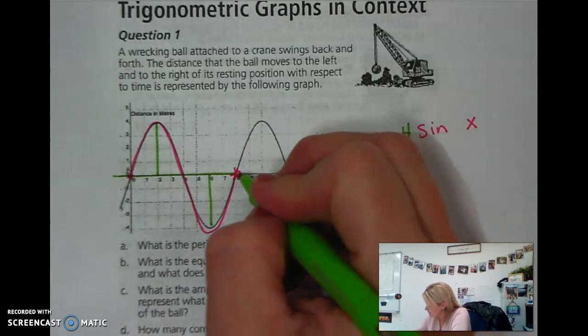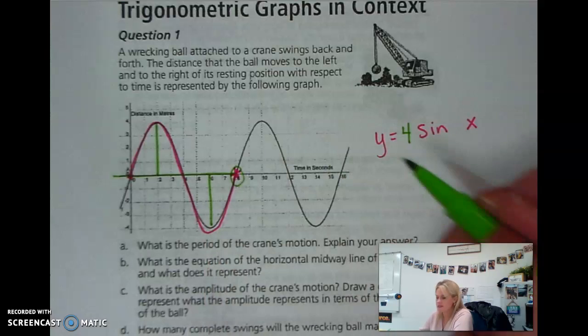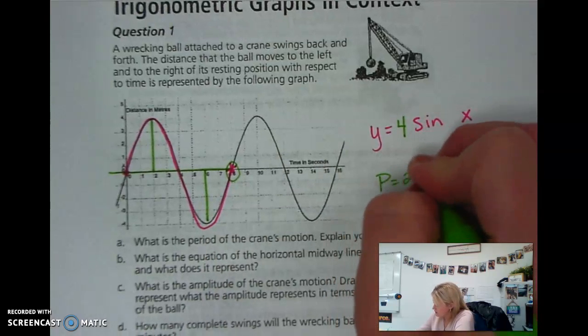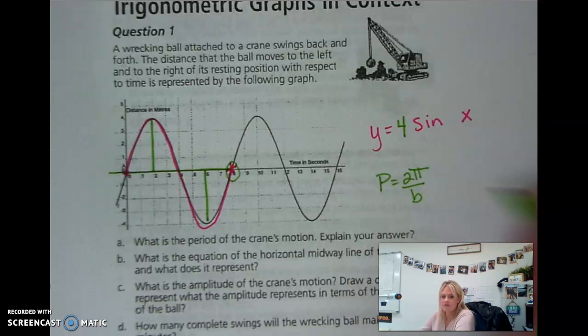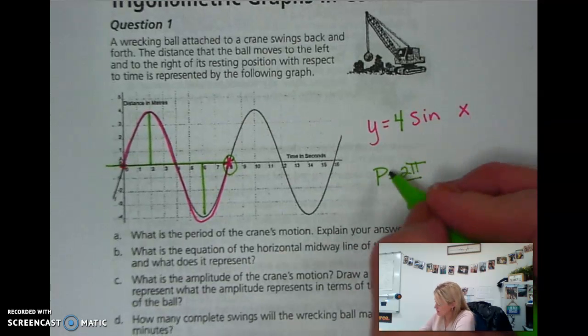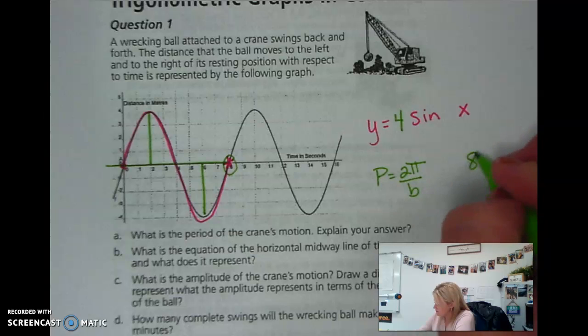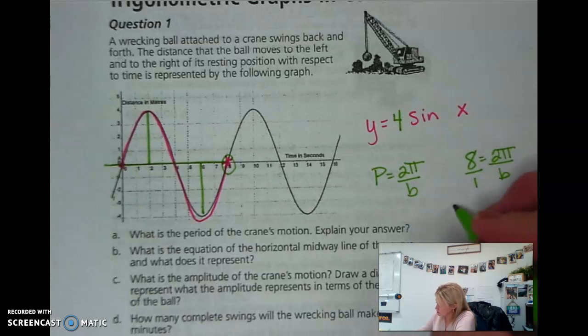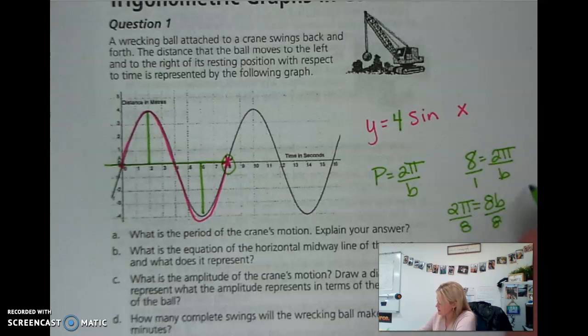However, I do need to find the period, and it looks like it ends in 8 seconds. So if period equals 2 pi over b, I need to find b. I know that the period is 8, and now I can solve this equation for b. 2 pi times 1 is 2 pi, 8 times b is 8b, divide both sides by 8, and b equals pi over 4.